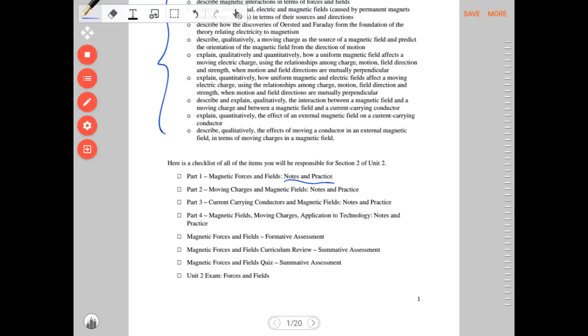Magnetic forces and fields. When we're done all the notes, we have the formative assessment. Remember, this is the one that is not for marks. After that, we have the curriculum review, which is for marks, as well as the magnetics quiz. And because this is the last section in this unit, we will have a unit exam at the end, and that will cover electrics and magnetics. So that is at the end of this section. Awesome. So let's get started.